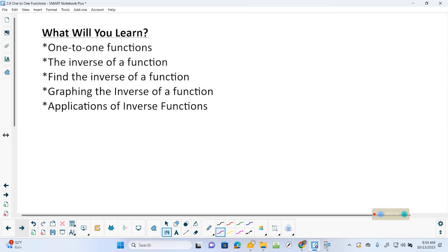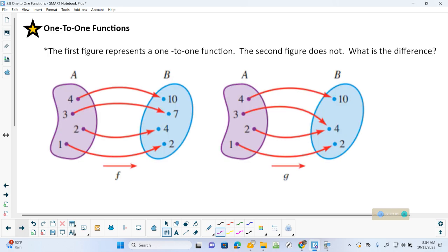Now the other thing I'm going to show you, I talked about it briefly when we did the vertical line test way long ago. We're going to talk about one-to-one functions. One-to-one functions have to pass what we call the horizontal line test. And we're going to talk about what a one-to-one function is and why we need it, why it's important, and then we'll get into all the different inverse stuff.